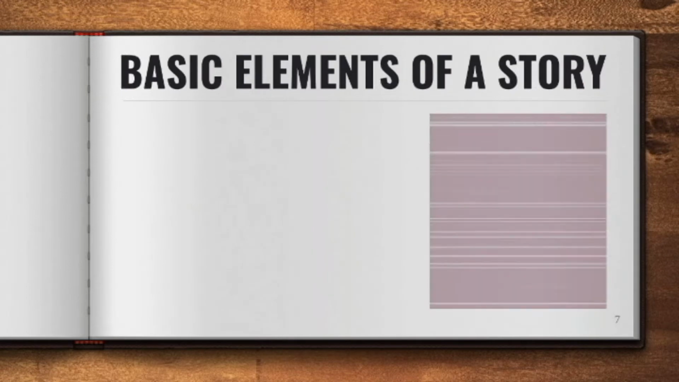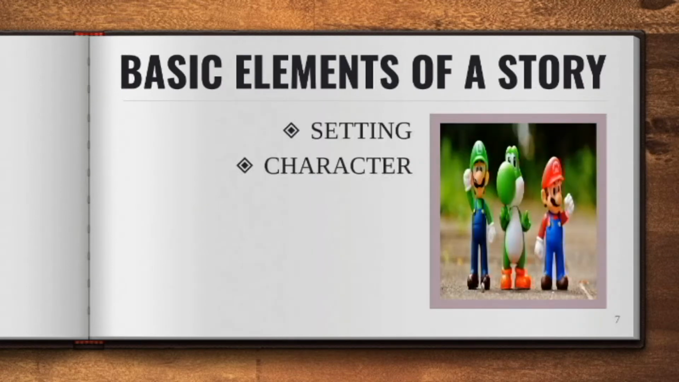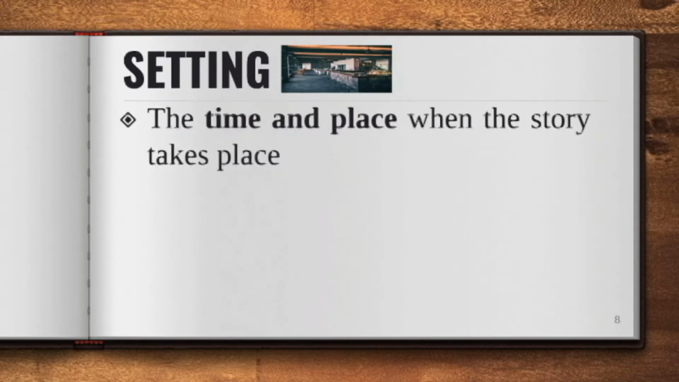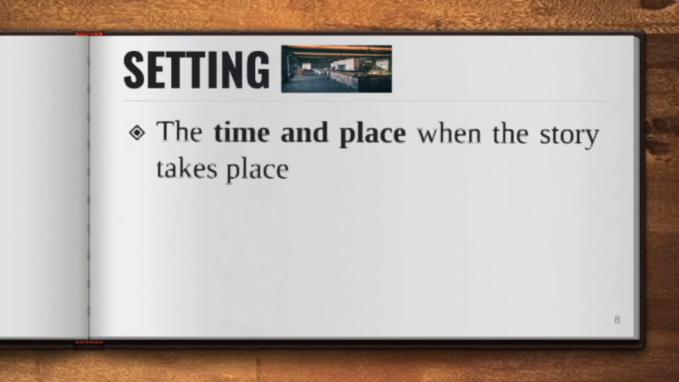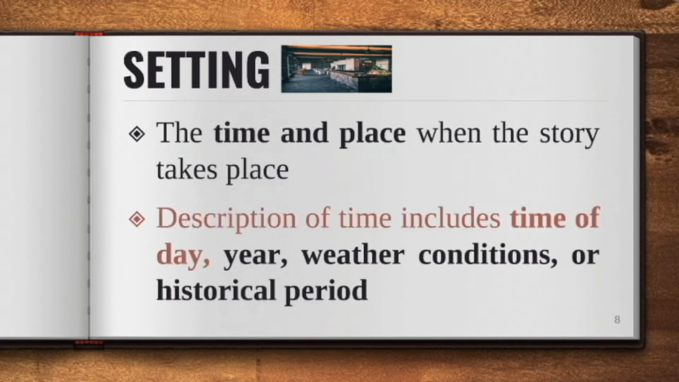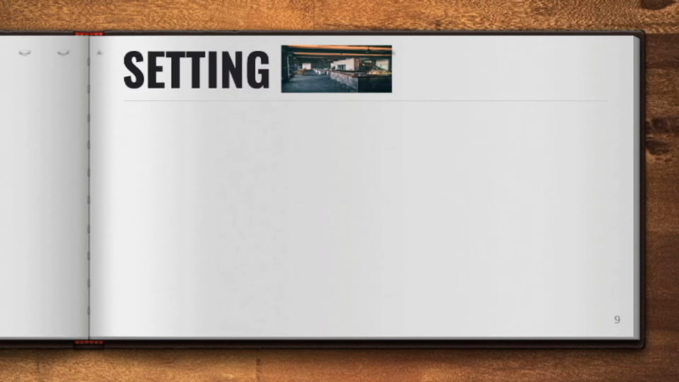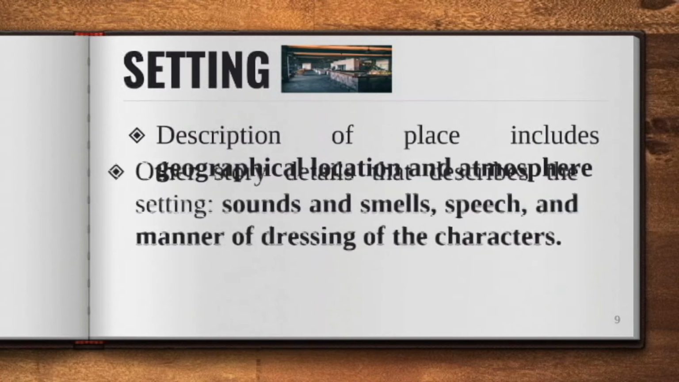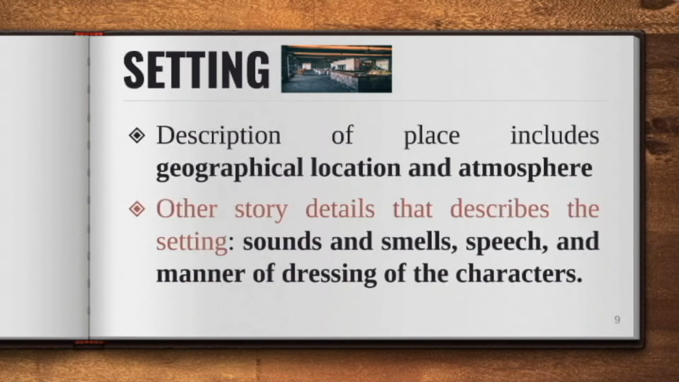Short stories have six basic elements: setting, character, plot, conflict, point of view, and theme. Setting is a description of the time and place where the story took place. It is usually directly described by the author. Description of time may include time of day, year, weather conditions, or historical period. Description of place may include geographical location and atmosphere. Other times, you have to figure out the setting through story details, such as sounds and smells, or through the speech and even the manner of dressing of the characters.